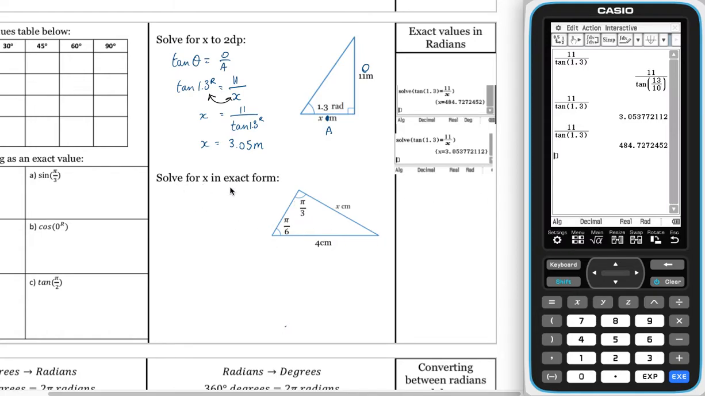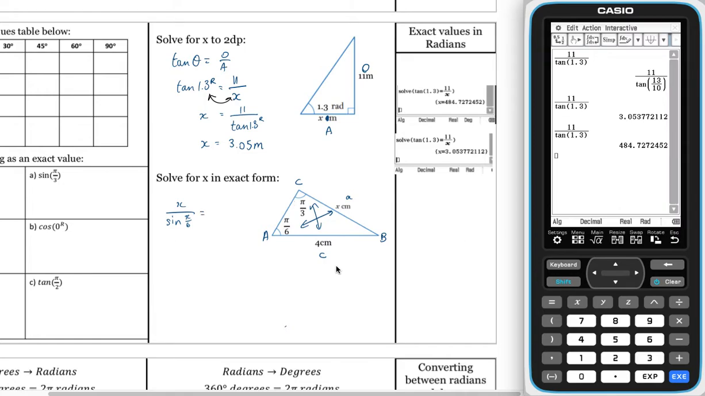Okay, we're going to solve for x in the exact form here. It's NRAT, non-right angle trig, and we've got opposite pairs of sides, so we're going to be using the sine rule here. Let's label the triangle A, B, C. So we've got A, and then we've got B and C. So we're going to be using x on sine pi on 6 is equal to 4 on sine pi on 3.